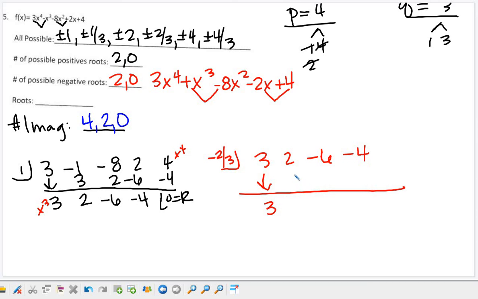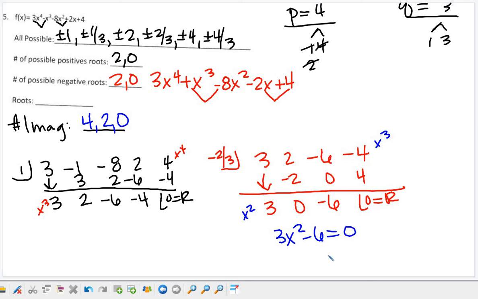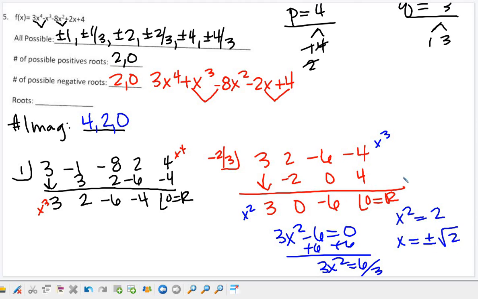So negative 2 over 3 times 3 is negative 2. Add. Anything times 0 is 0. Add. And negative 2 over 3 times negative 6 is a positive 4. So now we have, this was an x to the third, so now this is a squared. So you have 3x squared minus 6. So we can solve 3x squared is equal to 6 divided by 3. So x squared is equal to 2. So x is equal to plus or minus the square root of 2.